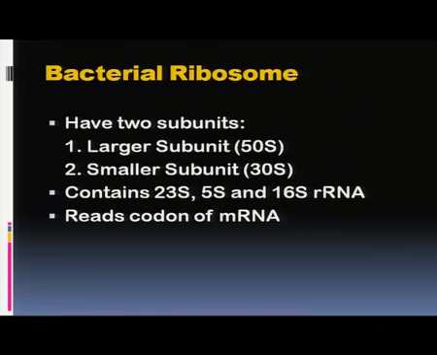If we talk about ribosomes in case of bacteria or prokaryotes, the ribosomes have 2 subunits. One is the larger subunit, that is 50S, and the second one is the smaller subunit, that is 30S. The ribosomes contain 23S, 5S and 16S ribosomal RNA, and these ribosomes also read the codon of messenger RNA. By reading the codon of messenger RNA, it gives the signal to the transfer RNA to bring the amino acid during protein synthesis. So, this is about bacterial ribosome.